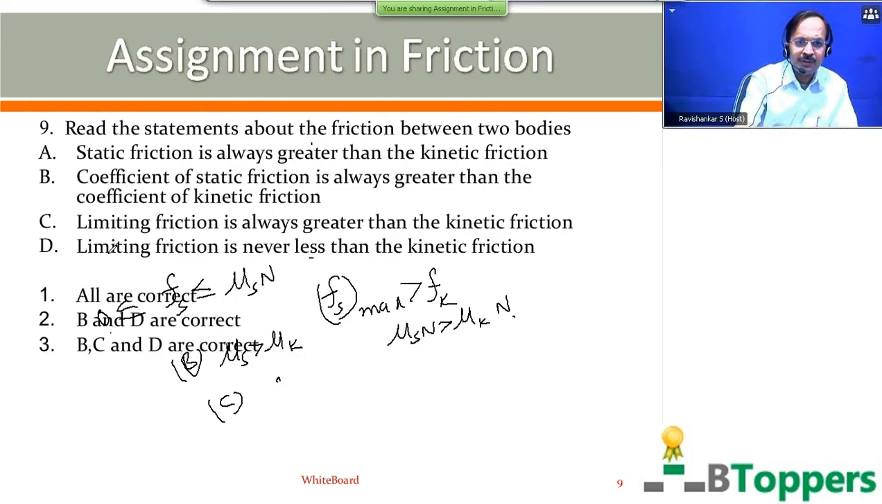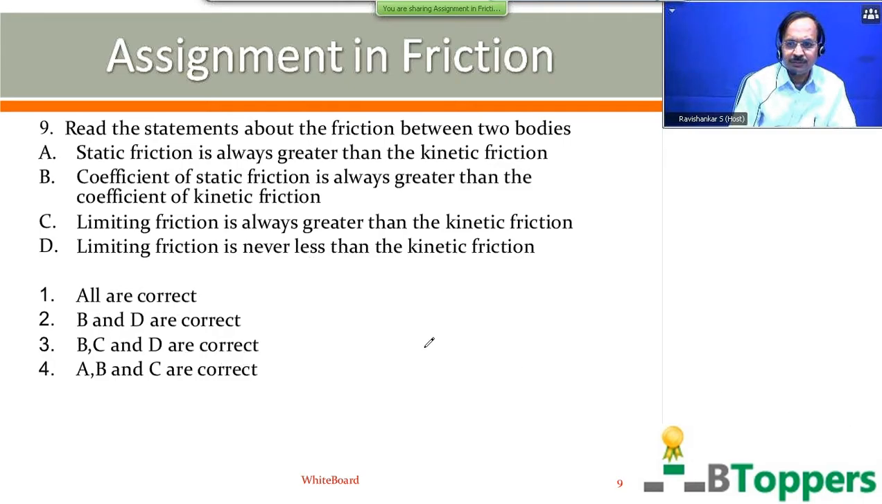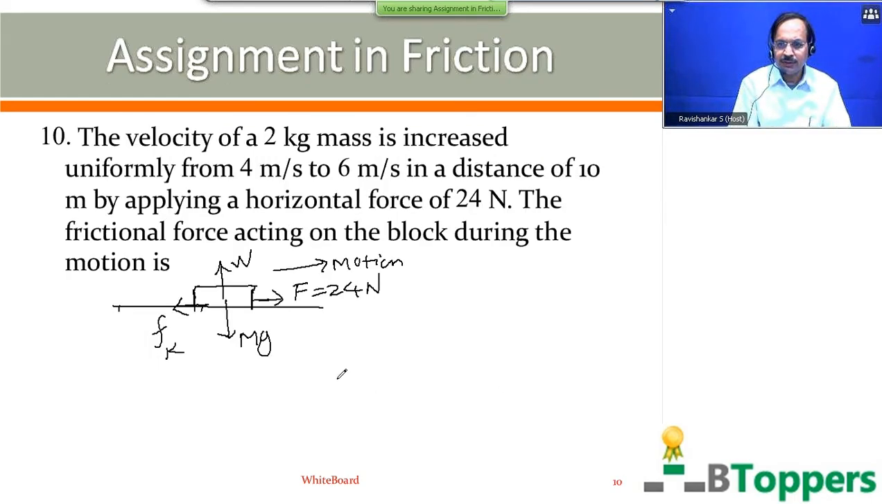So the third option will be the answer: statements B, C, and D are correct. So look at the last question, question number 10.